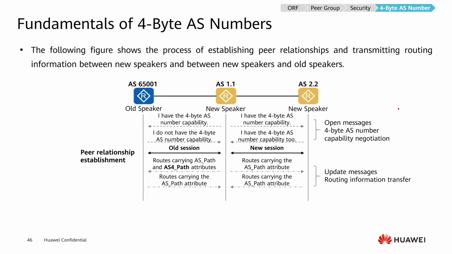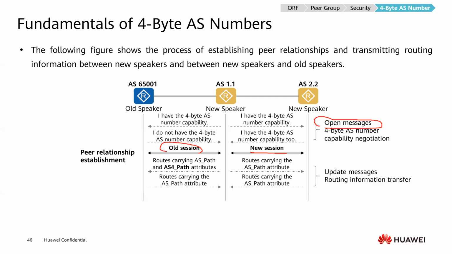Next, let's check the fundamentals of the 4-byte AS number. First, this is our whole network. There are some old speakers and also some new speakers, and first they exchange the open message to negotiate the 4-byte capability, and then they establish the BGP session. Between the new speakers, they establish the new session, and between the old speaker and the new speaker, they establish the old session.